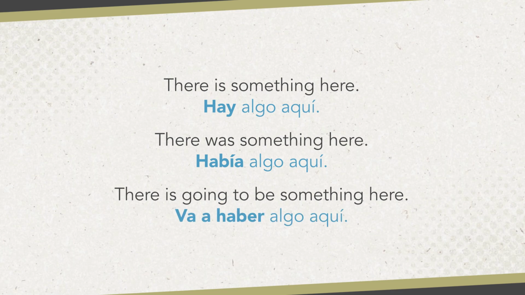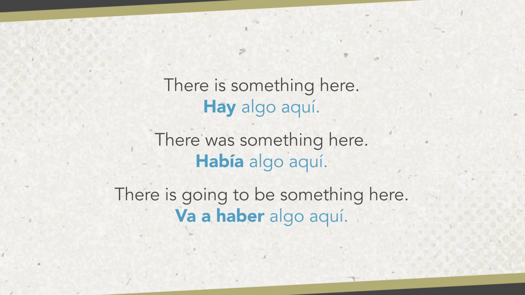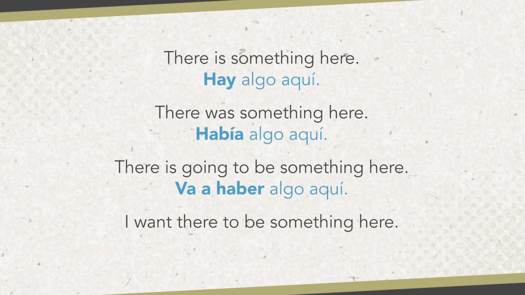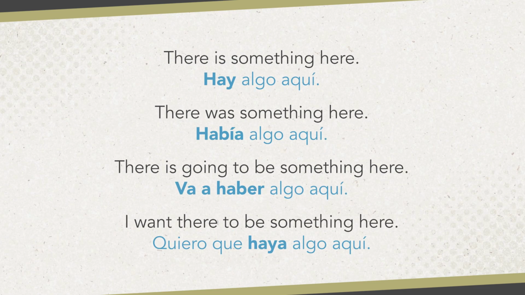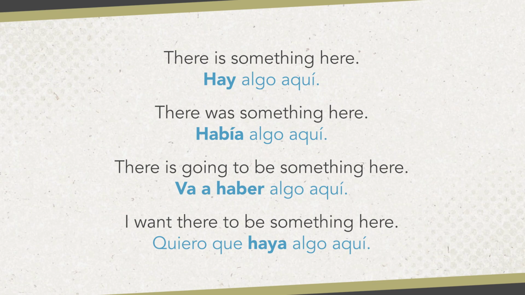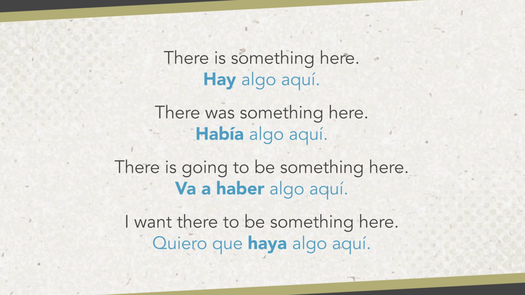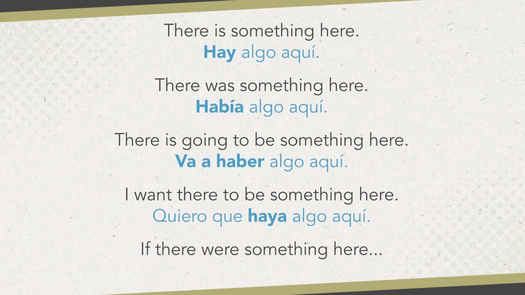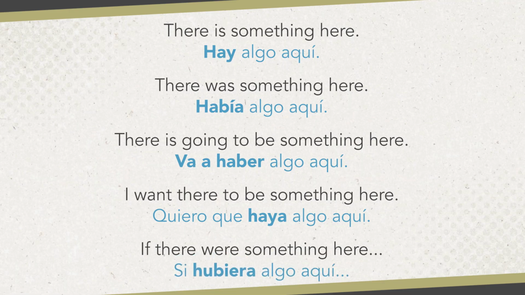If you want something to exist, you'll use haya. For example, I want there to be something here. Quiero que haya algo aquí. And finally, if you're saying what if something exists, you'll use hubiera. For example, if there were something here, si hubiera algo aquí. So that covers all 10 of the most important forms of haber, one of the weirdest but most important verbs in all of Spanish.